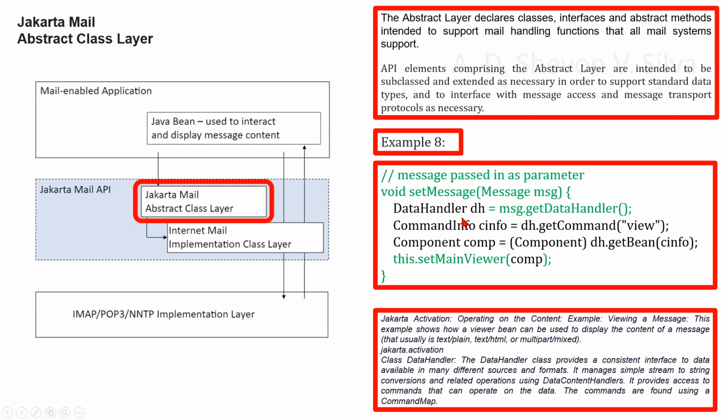Consider a message viewer bean that presents a user interface that displays the mail message. For example, this example shows how a viewer bean can be used to display the content of a message that is usually text plain, text HTML, or multipart mixed. Perform error checking to ensure that a valid component is created. A message is passed in as a parameter.